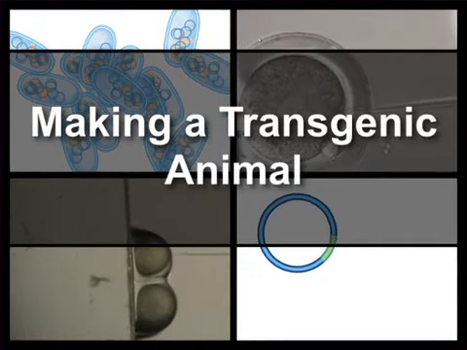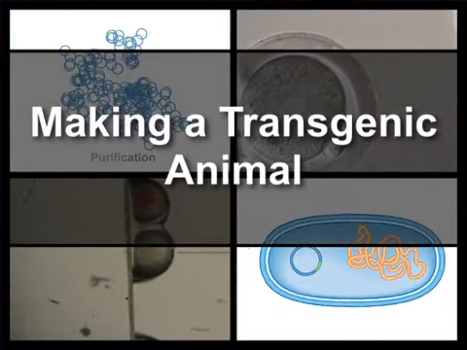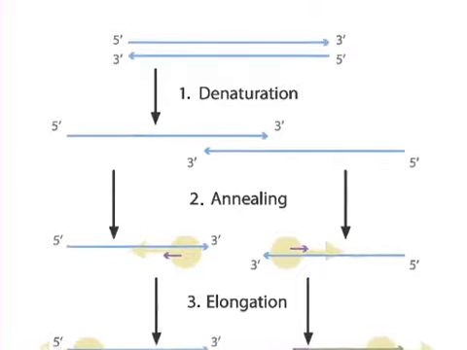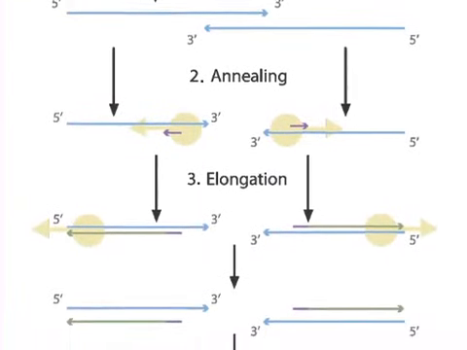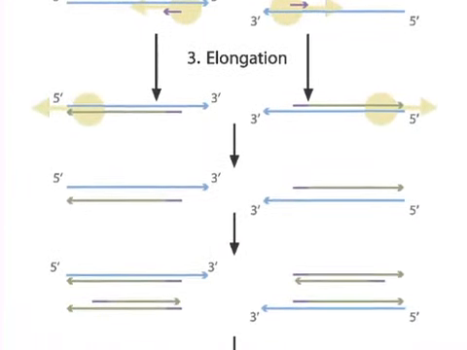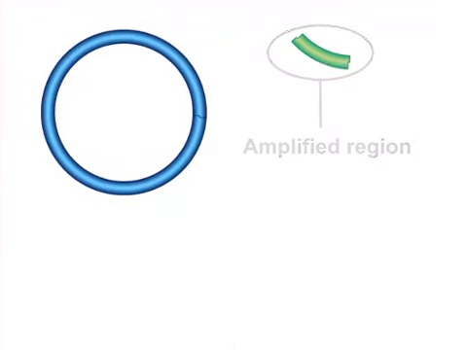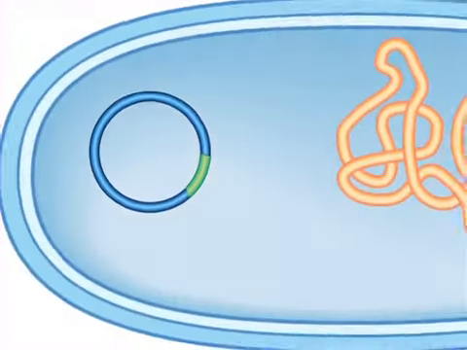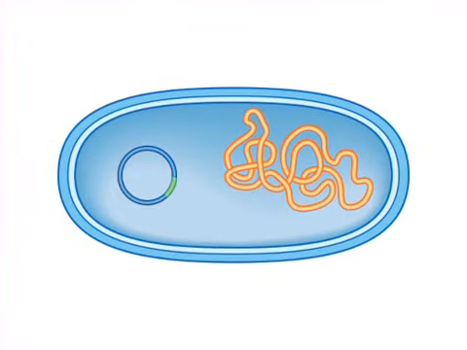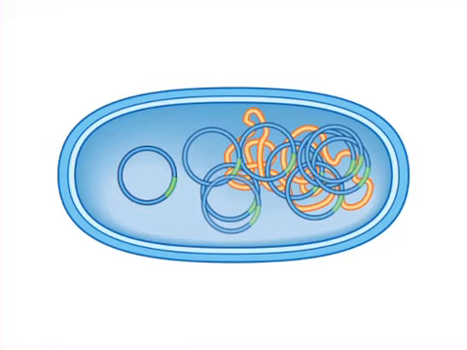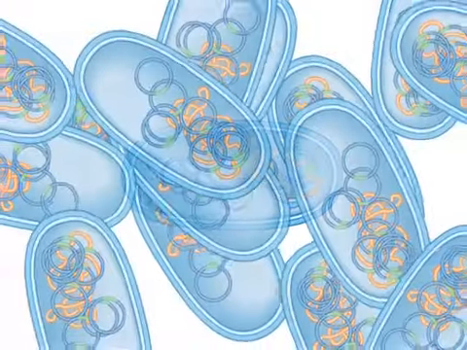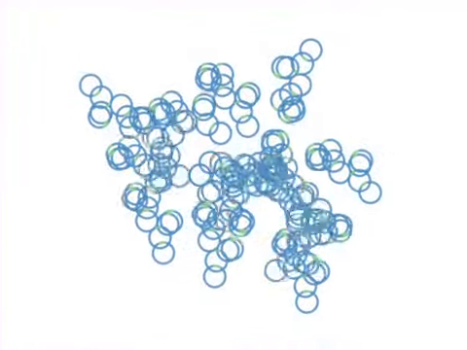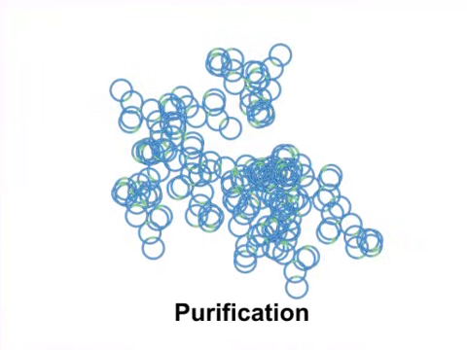Now that you know some of the basics of transgene design, let's review how to make a transgenic animal. To make the transgene construct, start by amplifying the gene of interest using PCR. This amplified region is then cloned into a vector, which is a piece of DNA that can carry the transgene into cells. Vectors typically contain elements that allow efficient transgene amplification using bacteria, such as E. coli. After this amplification step, the vector is purified from the bacterial culture.